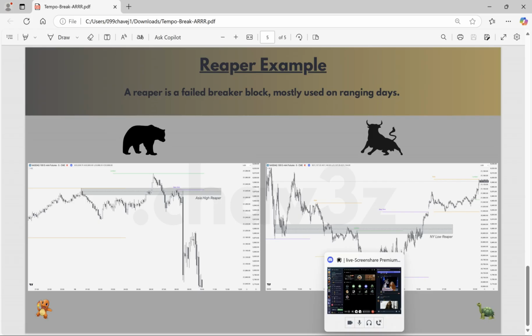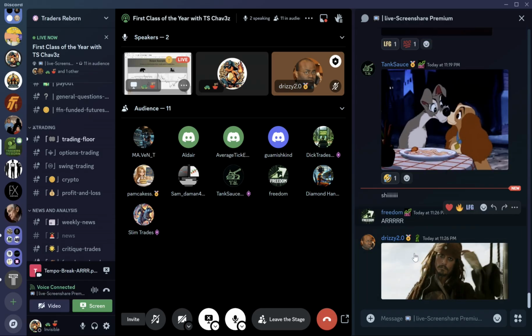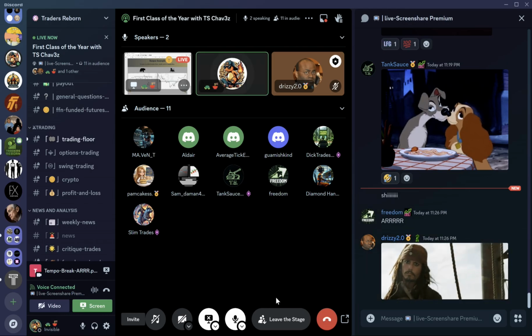So hopefully that makes sense. It's my pirate model, roll breaker. So hopefully that makes sense.